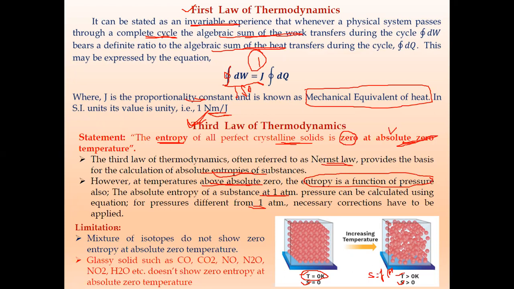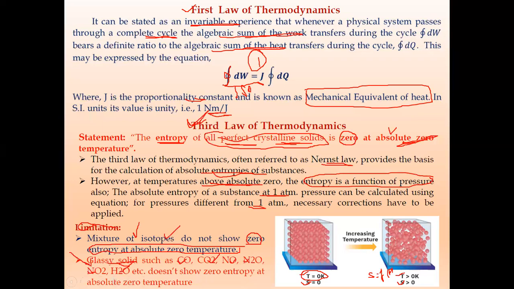Now, a limitation of this third law of thermodynamics is that a mixture of isotopes does not show zero entropy at absolute zero temperature. So we require only a perfect crystalline solid. If there is a mixture of isotopes, then that will not show zero entropy. Again, solids such as carbon monoxide, carbon dioxide, nitrogen oxide, nitrogen dioxide NO2, and H2O do not show zero entropy at absolute zero temperature. So for that we require a perfect crystalline solid, other than a mixture of isotopes and glassy solids.